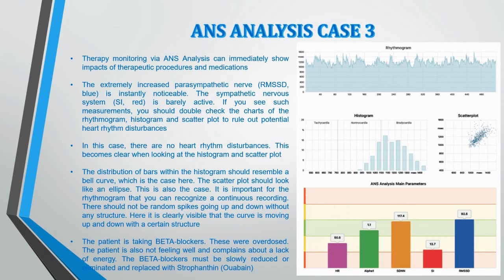If you see such measurements, you should double check the charts of the arrhythmogram, histogram and scatter plot to rule out potential heart rhythm disturbances. In this case, there are no heart rhythm disturbances, and this becomes clear when we look at the histogram and the scatter plot, which both look very, very good actually. The distribution of the bars within the histogram should resemble a bell curve, as I've mentioned already, which is the case here, and a scatter plot should look like an ellipse, and this is also the case.